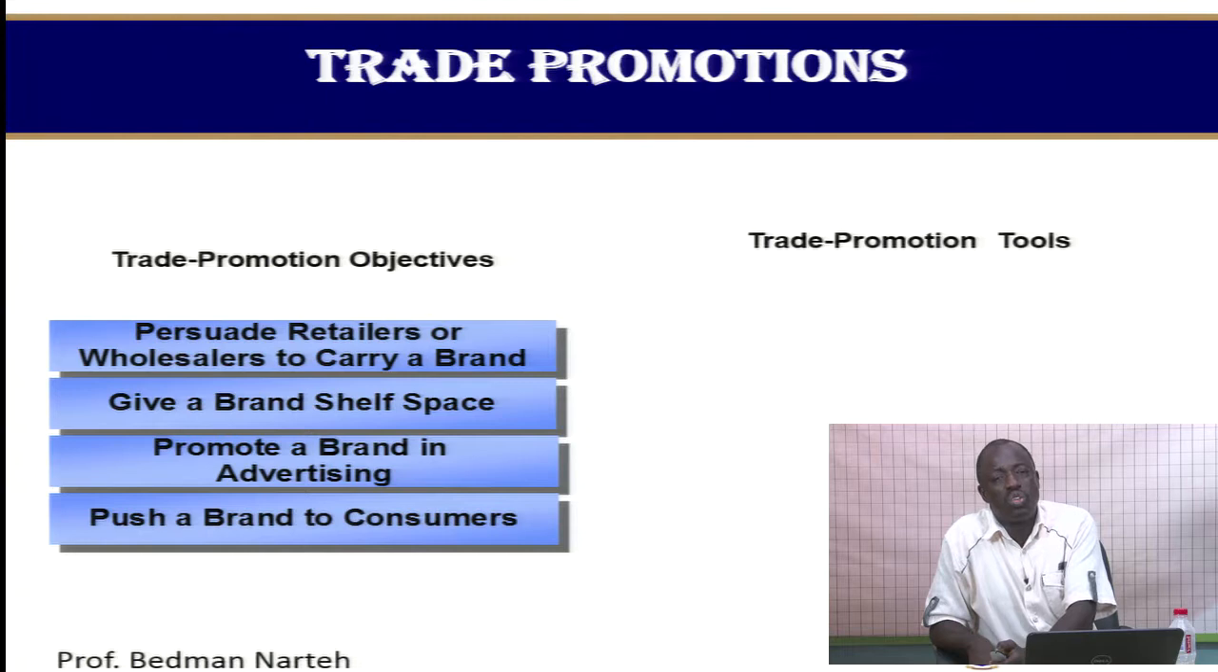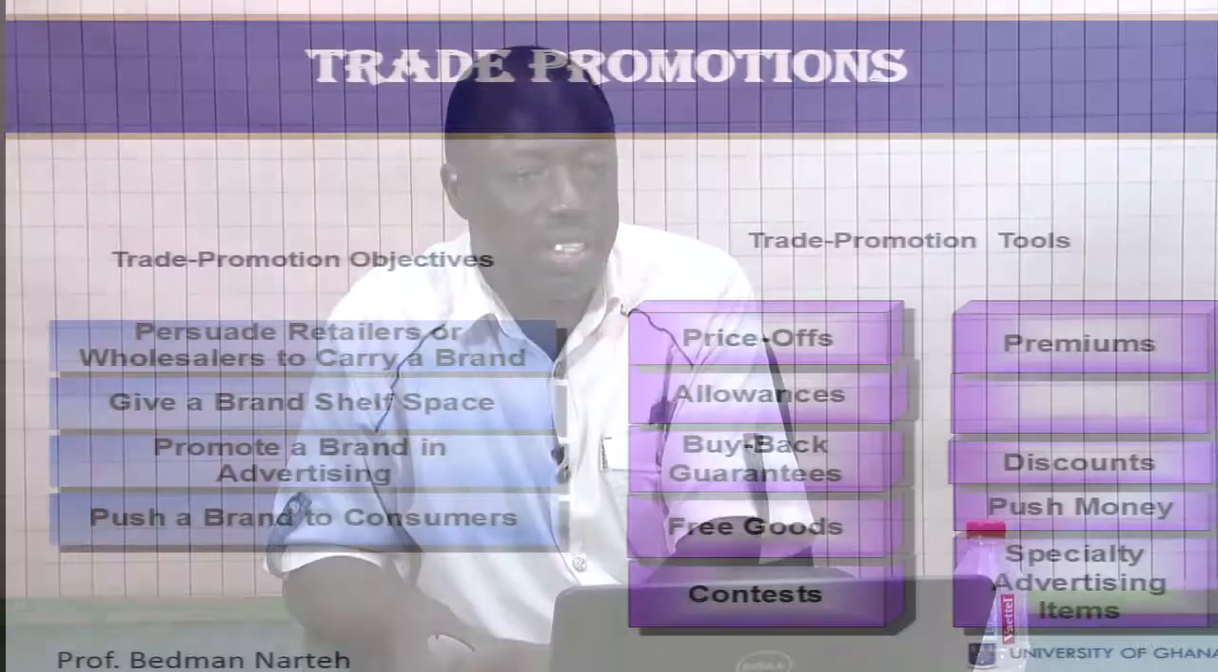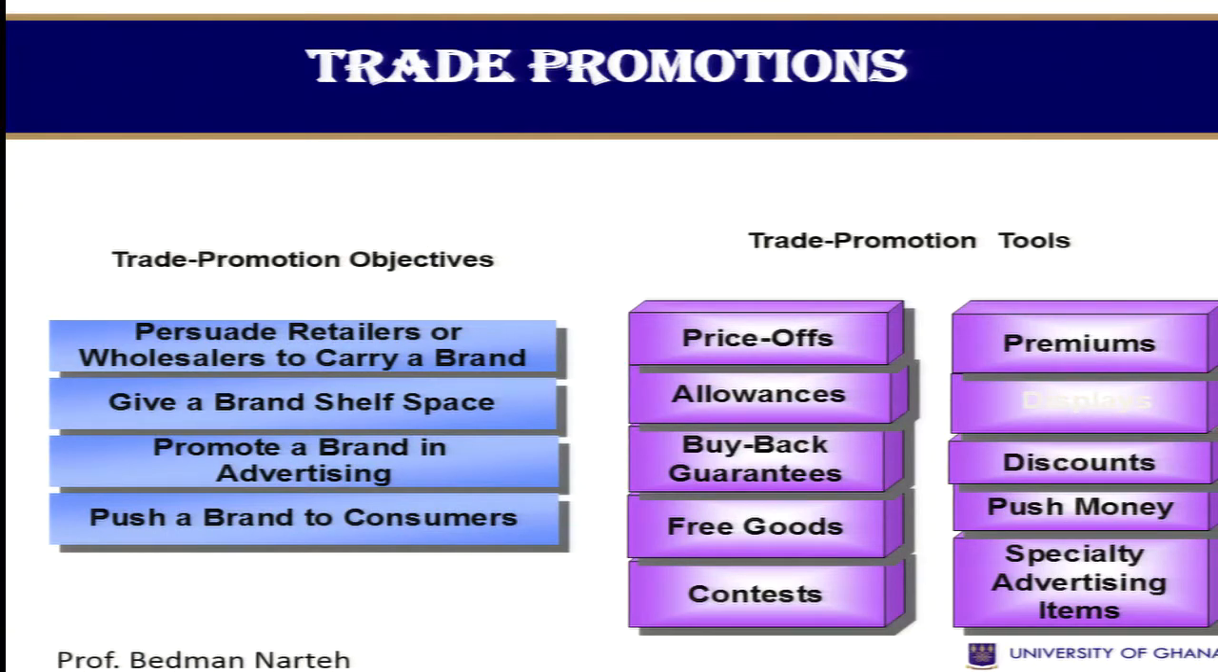And tools that they use to do trade promotion: price offs, they take off some of the prices. Allowances are promises that they give you when you agree to do something for them. Or buyback guarantees. They guarantee that while we're selling these goods to you, when you are not able to sell it, we'll take it back. Free goods, yes, sometimes they give you your commission in the form of free goods.